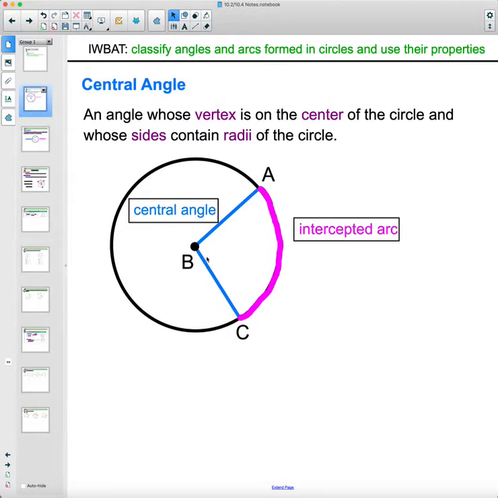So this part right here is the central angle. Then the intercepted arc is between where the angle ends. So the angle starts at A, goes to B, ends at C. So the intercepted arc is between there. And so central angle, intercepted arc.